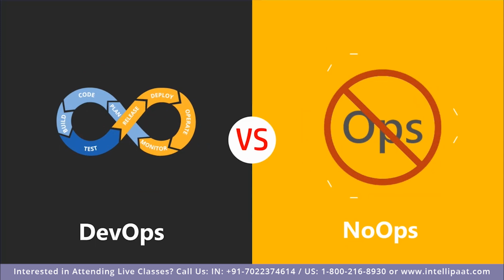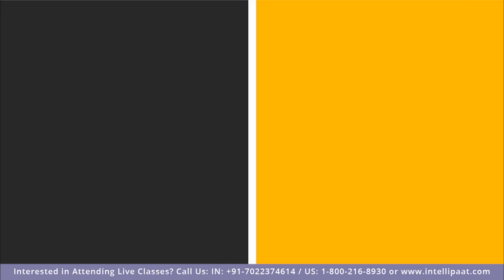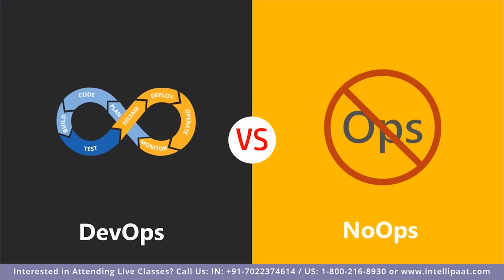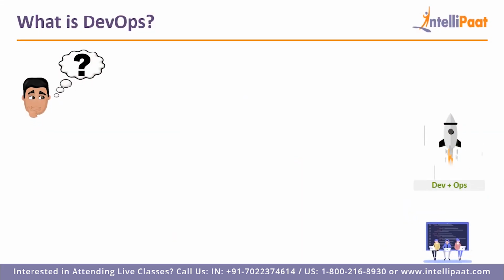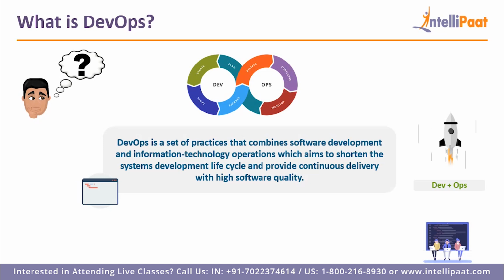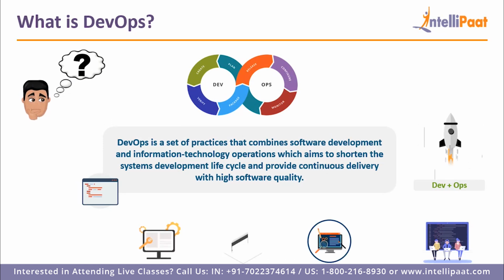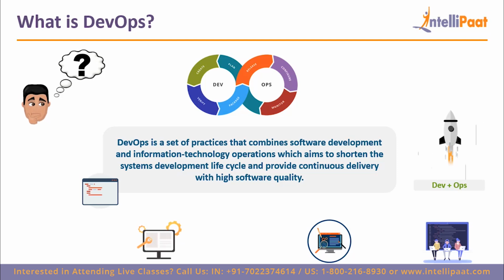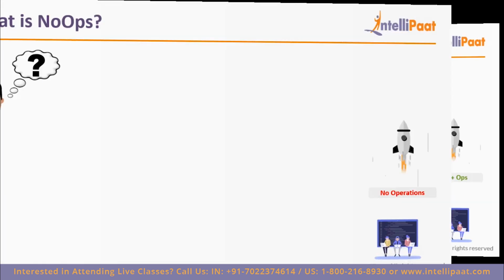As discussed, let us first understand both of these terms, that is DevOps and NoOps. First and foremost, what exactly is DevOps? So guys, DevOps is a set of practices that combine software development and information technology operations, which aims to shorten the system's development lifecycle and provides continuous delivery with high software quality. In short, it is nothing but a practice or methodology of making developers and operation folks work together. Hence the term DevOps.